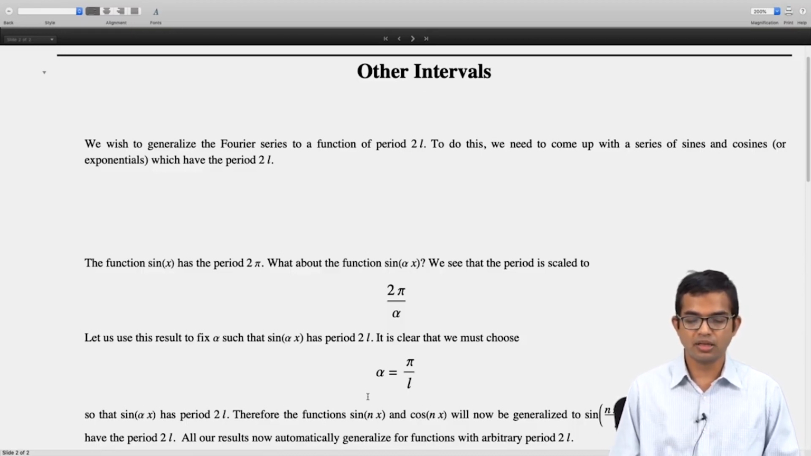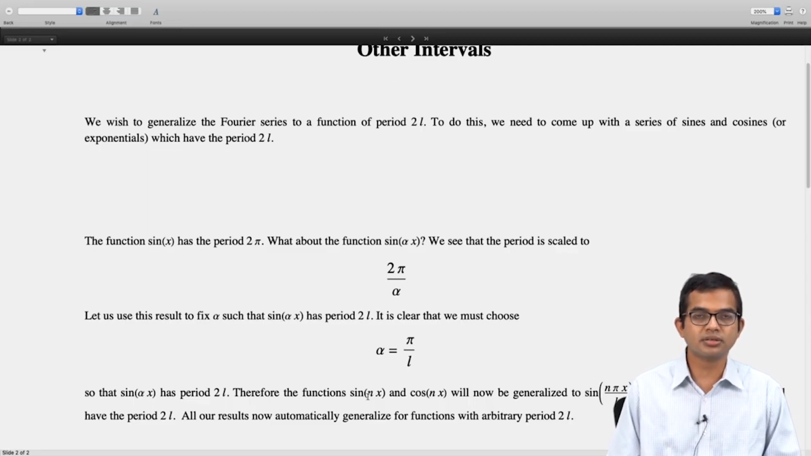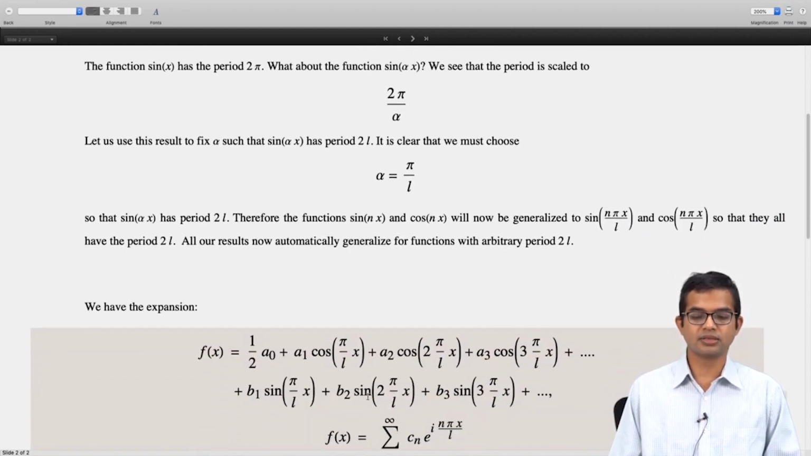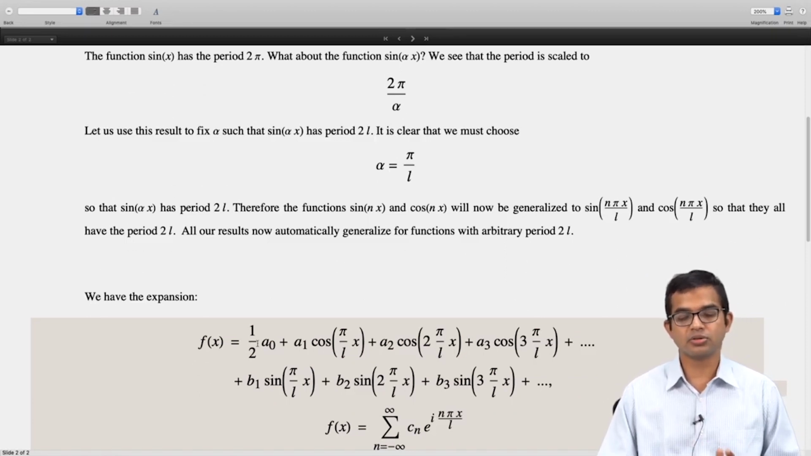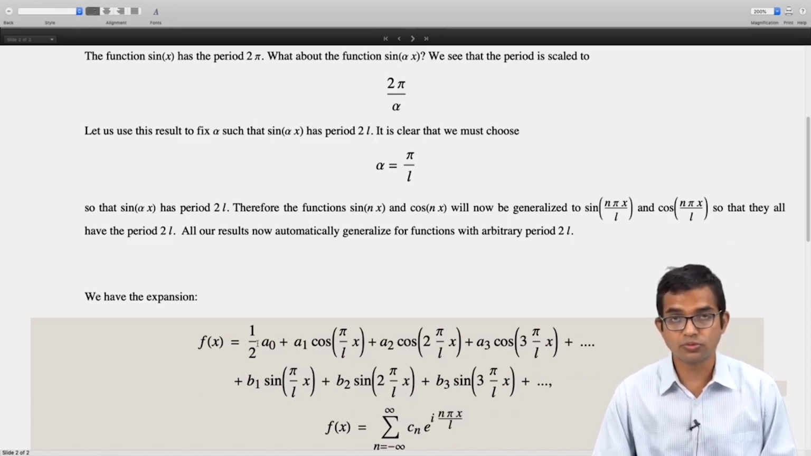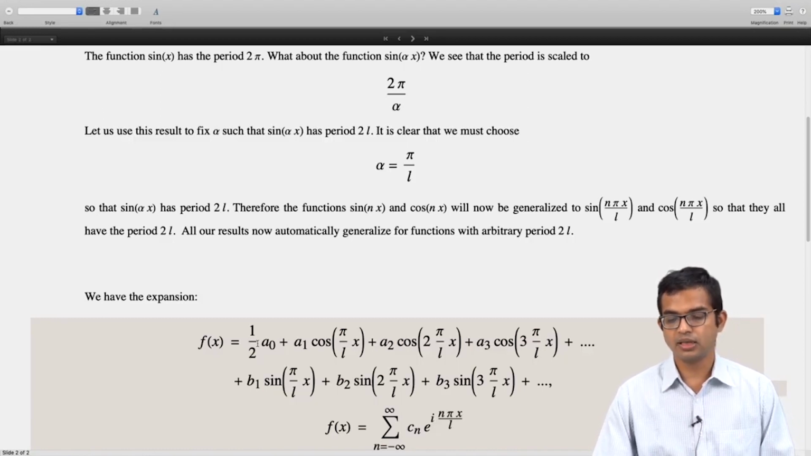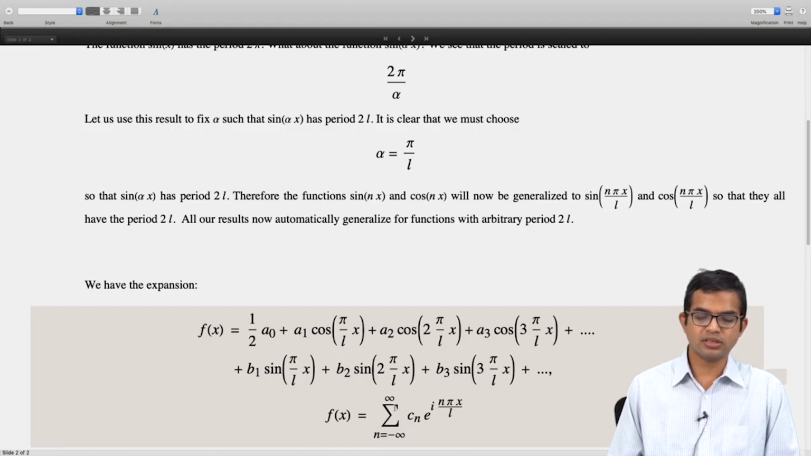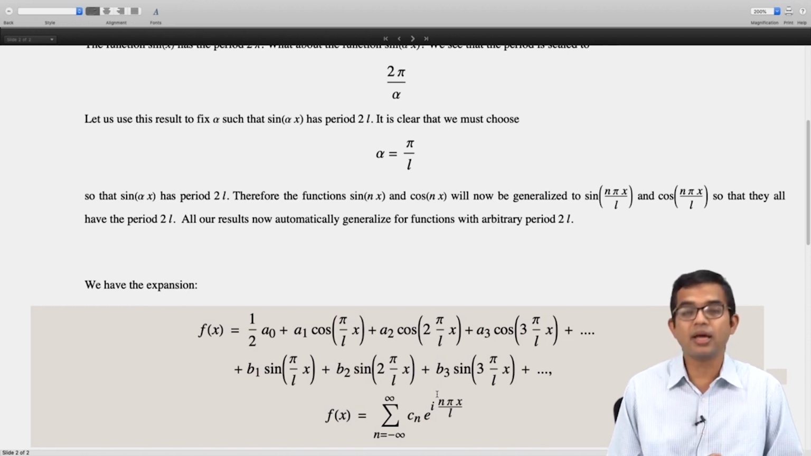If we make this adjustment, all our results concerning Fourier series will generalize to an arbitrary period 2l. So now we have the expansion f of x equals half a naught plus a1 cosine of pi x by l plus a2 cosine of 2 pi x by l plus a3 cosine of 3 pi x by l and so on, and then the sine part will come in, b1 sine pi x by l plus b2 sine 2 pi x by l, and so on. Or equivalently, you could have written this in terms of the exponential series, summation n going from minus infinity to plus infinity c n e to the i n pi x by l.